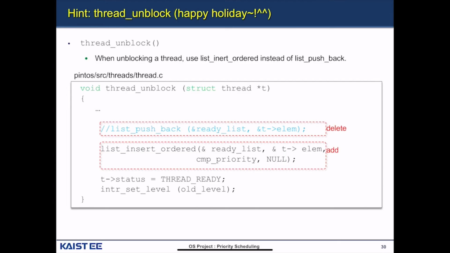We're going to show the details of how we can modify the thread unblock code. When unblocking a thread, we are going to place the thread on the ready list with respect to its thread priority. In the existing code, the operating system puts the unblocked thread at the end of the ready list, like this: list push back. So we delete this code and we put the newly unblocked thread in the ready list with respect to the priority.